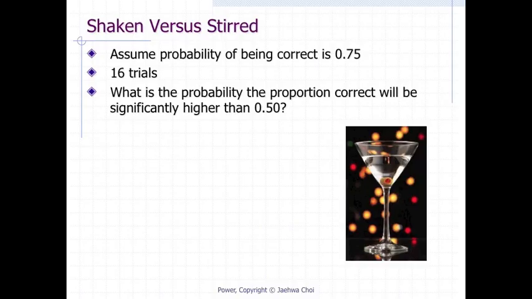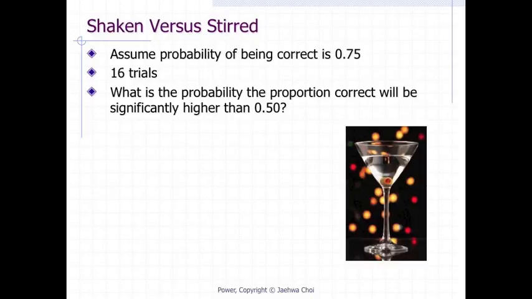In the shaking and stirring martinis case study, the question was whether Mr. Bond could tell the difference between martinis that were stirred and martinis that were shaken. For the sake of this example, assume he can tell the difference and is able to correctly state whether a martini had been shaken or stirred 0.75 of the time.